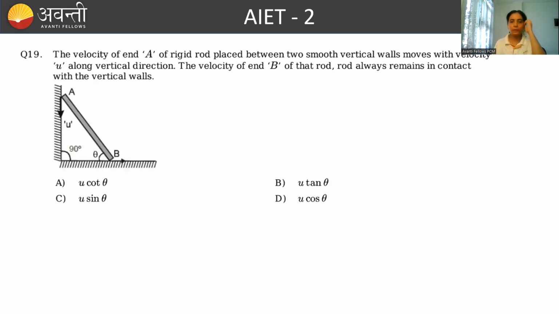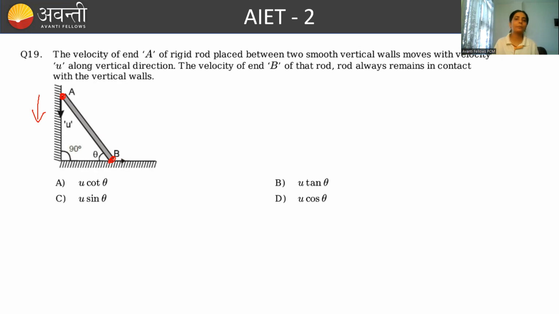Okay, now let's look at this question. Again, this is a very easy question. Now look carefully here. The velocity of end A of a rigid rod placed between two smooth vertical walls moves with velocity u along vertical direction. So this rod is falling vertically downward with velocity u. The velocity of end B of the rod. So we have to find the velocity of end B, okay?